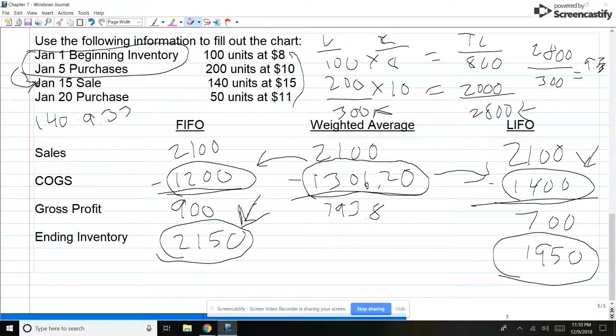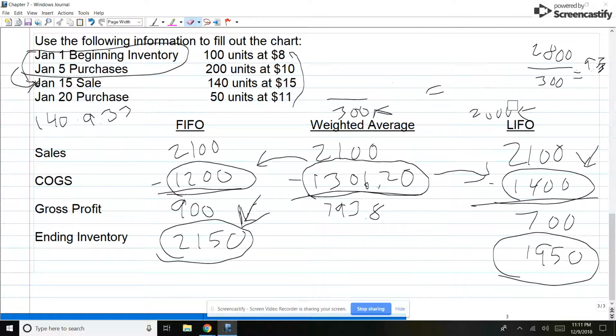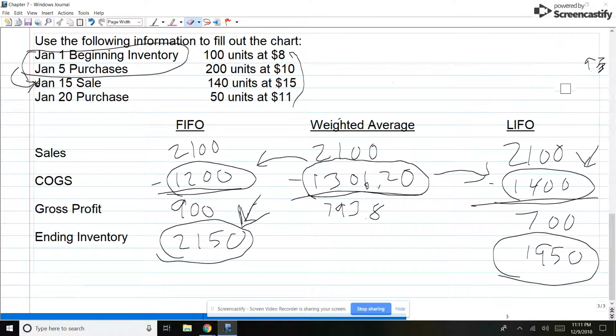Alright, so now that we've done that, we have to figure out our ending inventory under... Well, why am I erasing that? I should have erased the amounts. That's wonderful. Alright, so using the weighted average method, we have to recalculate the weighted average every time that we purchase something. So again, that's why I was kicking myself for erasing this.